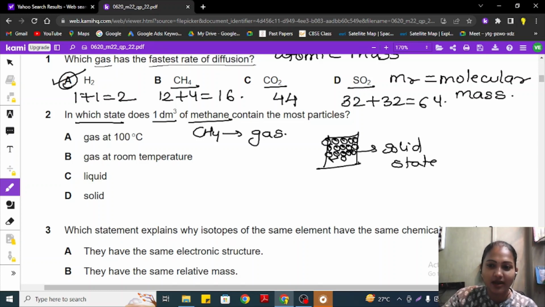The liquid has medium space between the particles, and the gas has the most space between them. The intermolecular space between the particles is the most. Therefore, in which state does 1 decimeter cube of methane contain the most particles? The answer is D, in the solid state. Let's move to the third question.